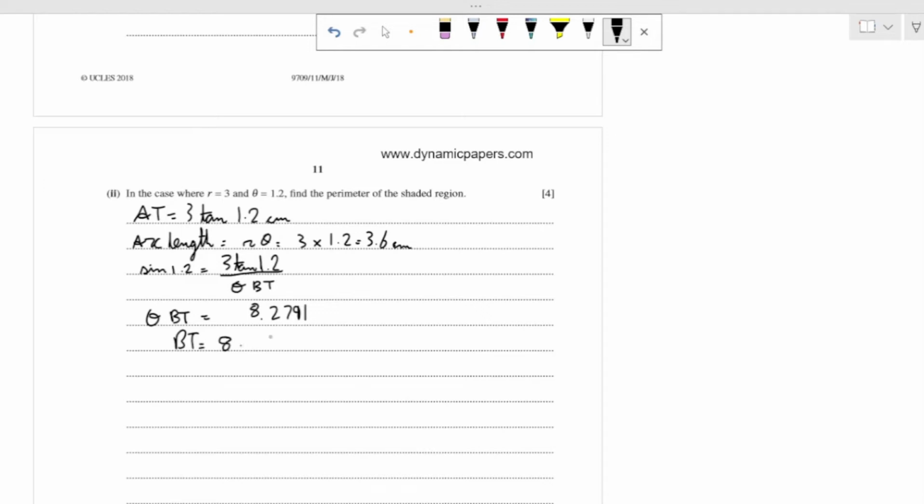From this, we're going to subtract the radius. 8.2791 minus the radius. What was the radius? 3. And we get 5.2791 as our line BT. To find the perimeter now, we just add all the three values. 3 tan 1.2 plus 5.2791 plus 3.6, and we get 16.6 centimeters as our final answer.